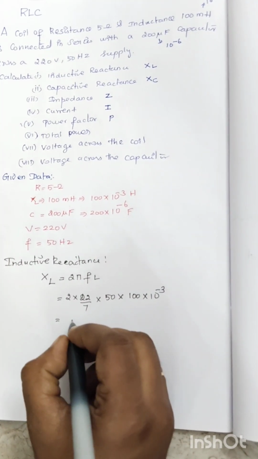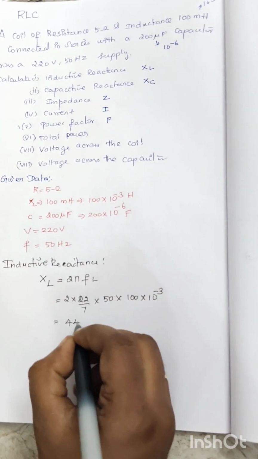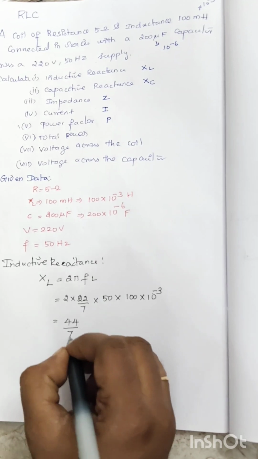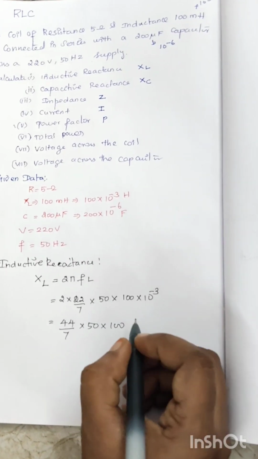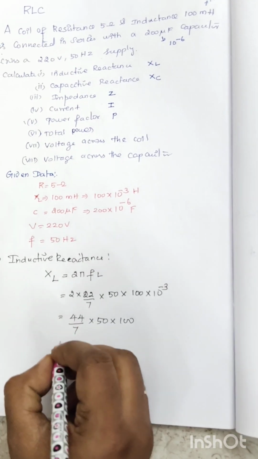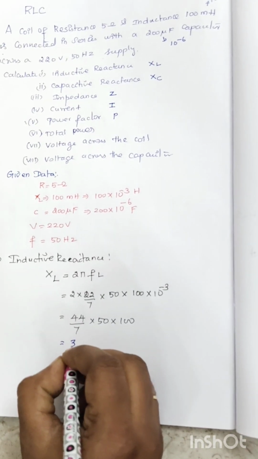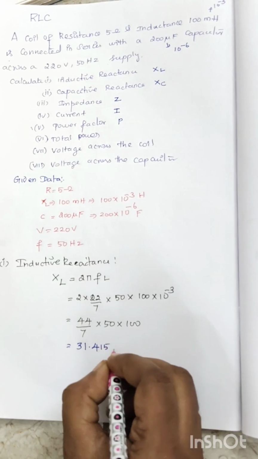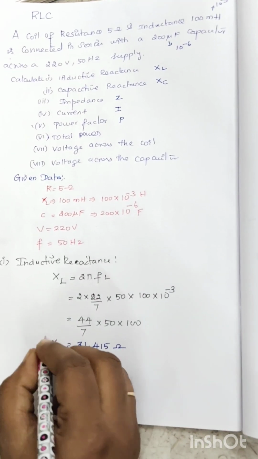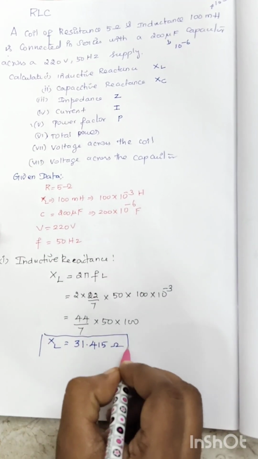Next, 44 divided by 7 into 50 into 100. This equation, using the calculator, we calculate as 31.415 ohm. That is XL. Multiply the values.